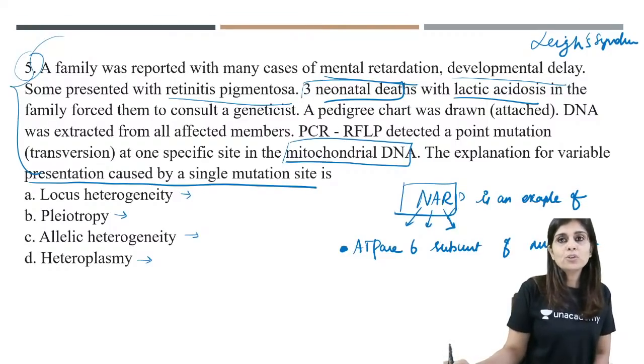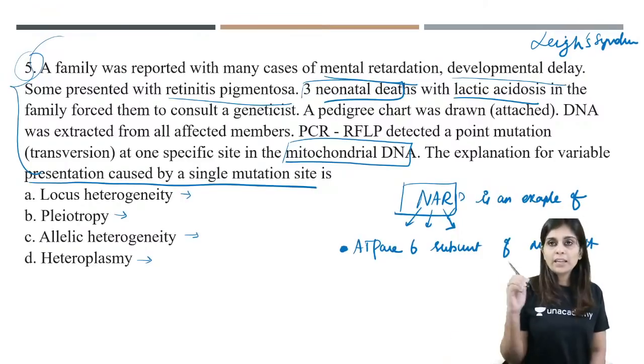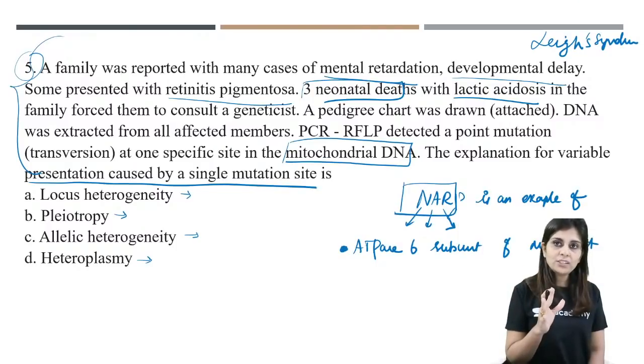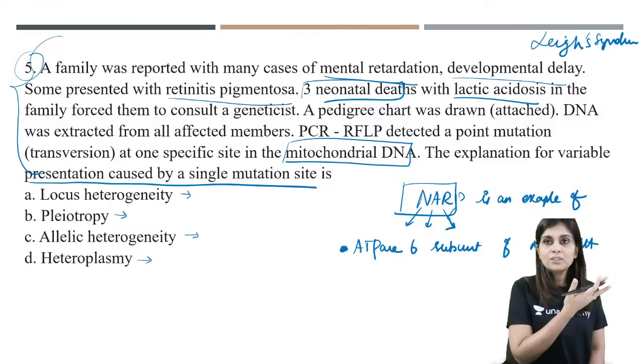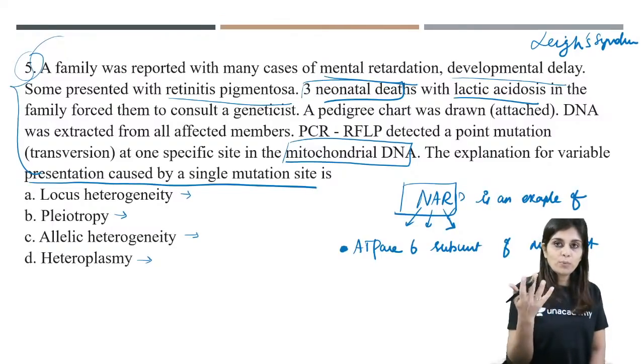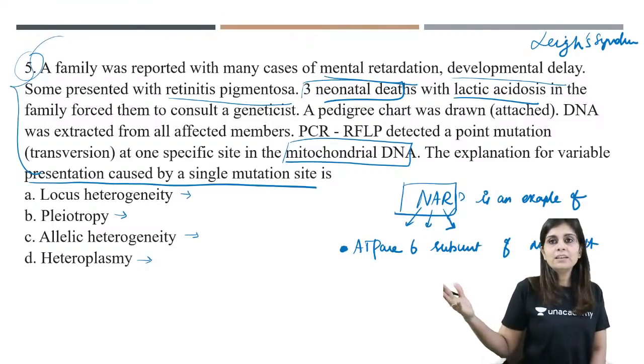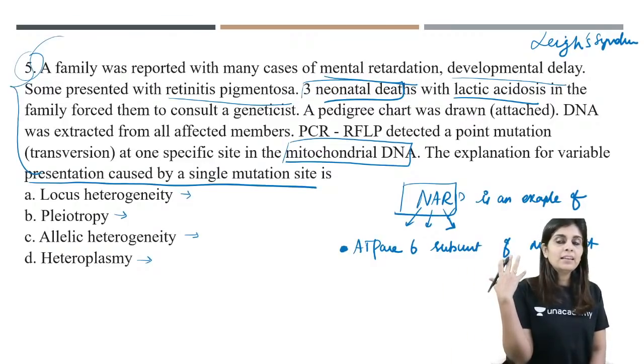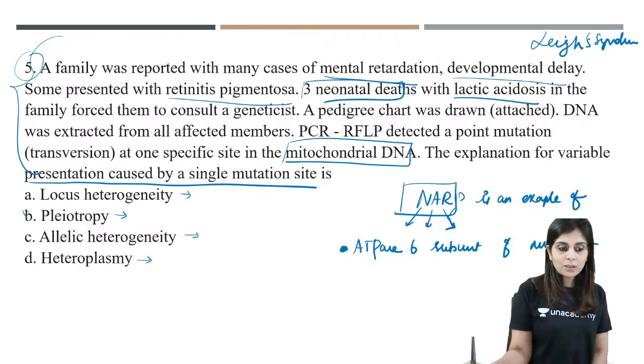Let me tell you what pleiotropy is first. Pleiotropy is one mutation affecting multiple systems. Do you all understand this? Pleiotropy is very simple. One gene mutation affecting multiple systems in a person. There are many disorders which present with pleiotropy, right? Even Wilson's disease, which I discussed to begin with. It's a mutation of one gene, but the effect is observed in renal tubules, in liver, in lenticular nucleus. So that is pleiotropy. Okay, so we have excluded that.